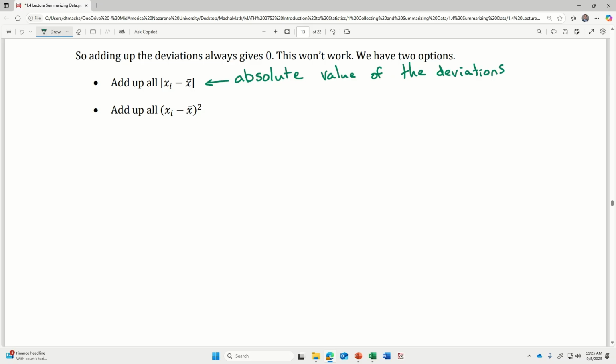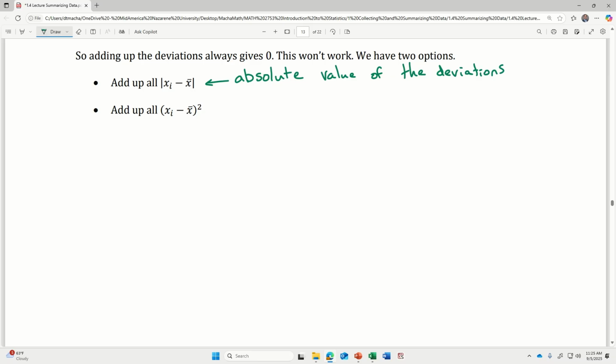Right? That way when I add them up, I have to get a positive number. I'm adding up a bunch of positive numbers, so I have to get a positive number. That's better than just adding the deviations: adding the absolute value of the deviations. And that would be a decent measure of dispersion.